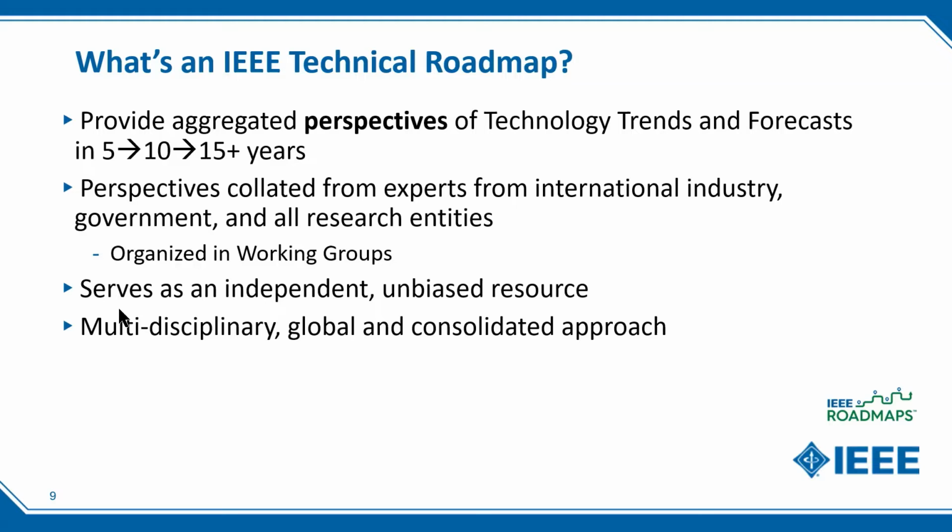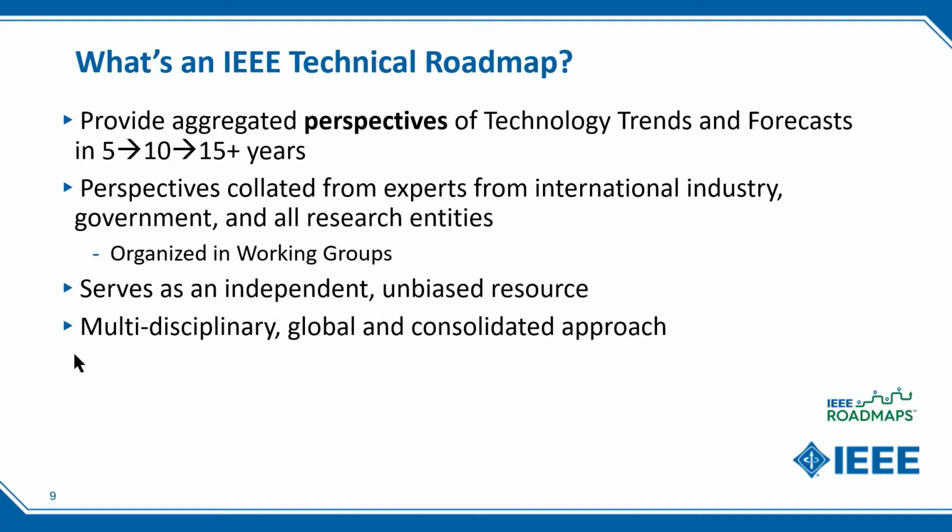Why companies come to us is because we are an independent resource. We're unbiased. We're not trying to sell our own product to the company. And that's a value that we add to senior management at the companies. Even companies that have their own technology roadmaps come to IEEE to participate and get a better feeling for what's possible in the industry and how to make predictions of what technology will be available.